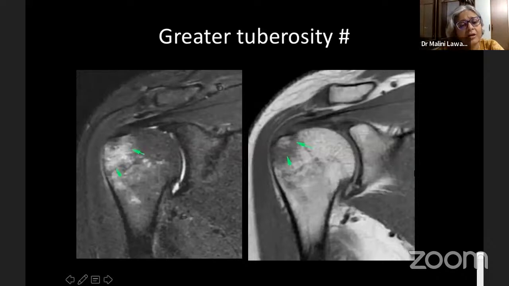The mimics of rotator cuff tear: the patient presents with what is clinically suspected as a rotator cuff tear, there's been trauma, the radiograph has not shown anything. It could be an undisplaced greater tuberosity fracture, because if it's not displaced much, it can be missed on the radiograph. There's a greater tuberosity fracture and you can see the marrow edema. It is an acute fracture.